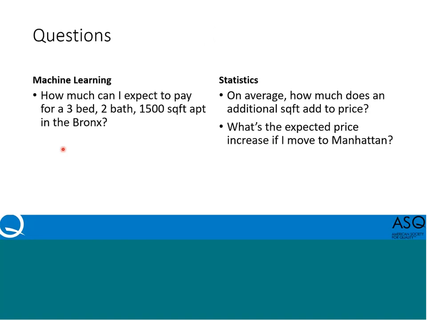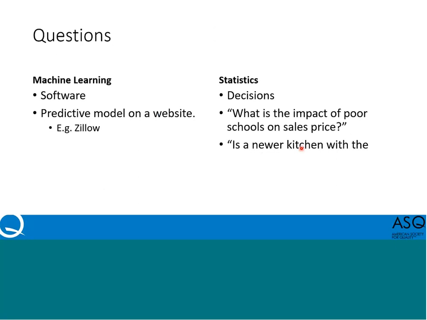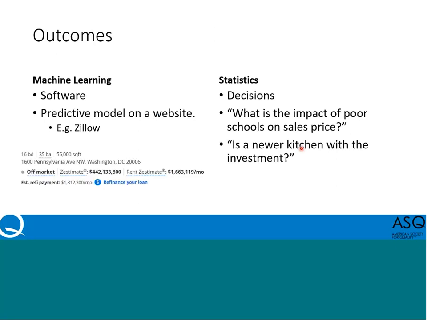And then there are different types of questions that you can answer. Machine learning, you're going to ask, how much can I expect to pay for a 3-bed, 2-bath, 1,500 square foot apartment in the Bronx? And statistics, you might think to answer, on average, how much does an additional square foot add to the price? Or what's the expected price increase if I move to Manhattan? So if you think in terms of the questions that you're answering, one difference that's often pointed out between machine learning and statistics is relative to the outcome of the process.